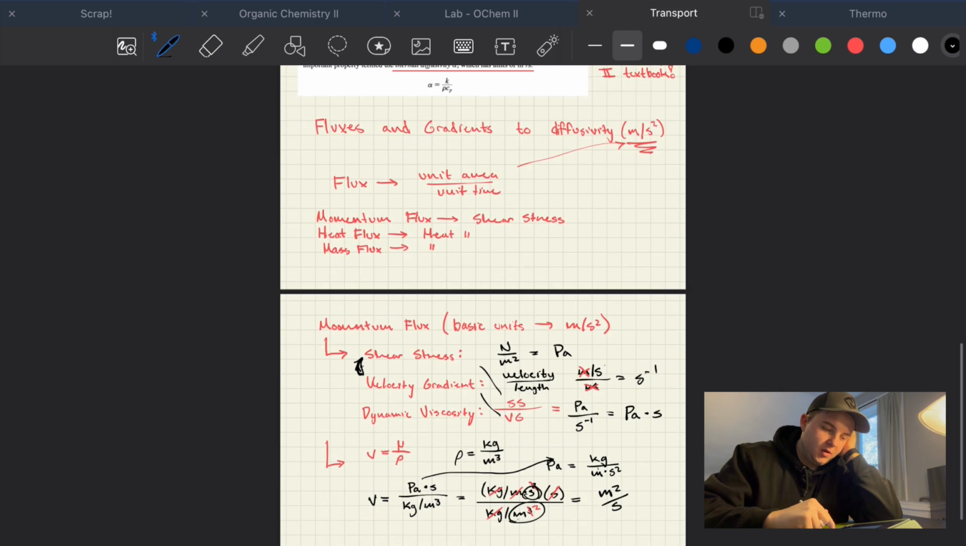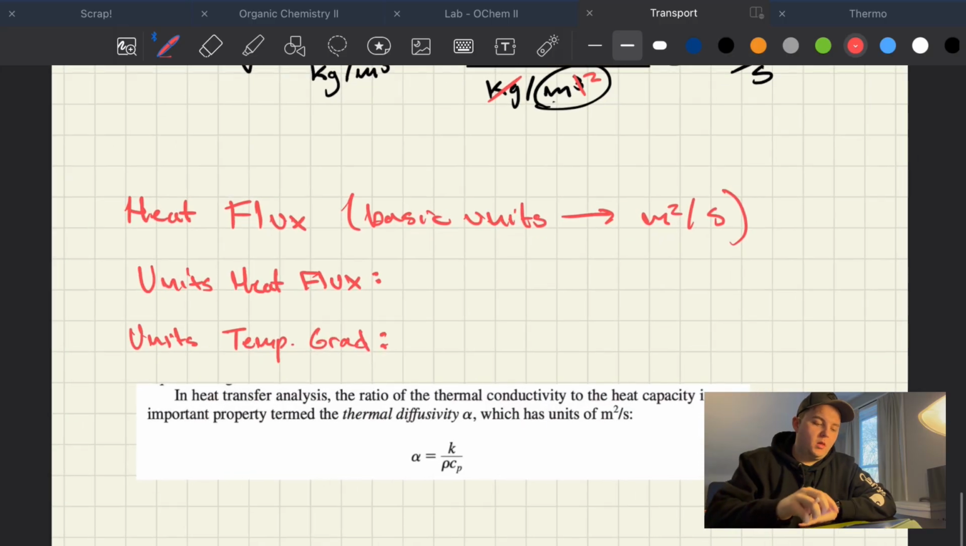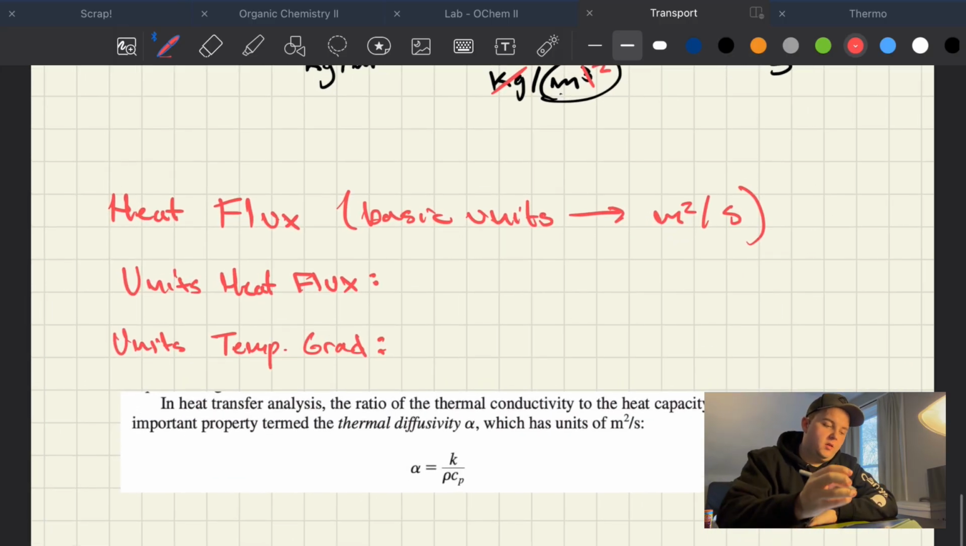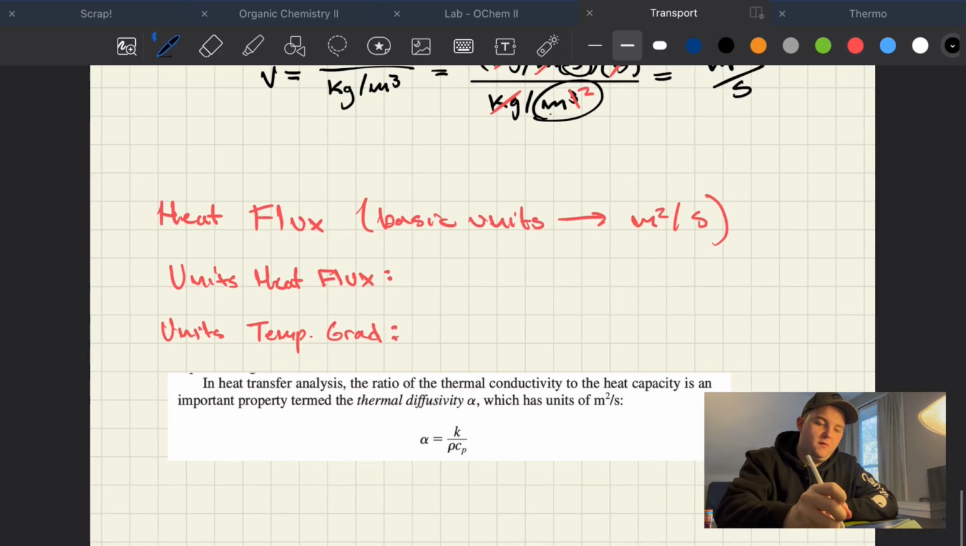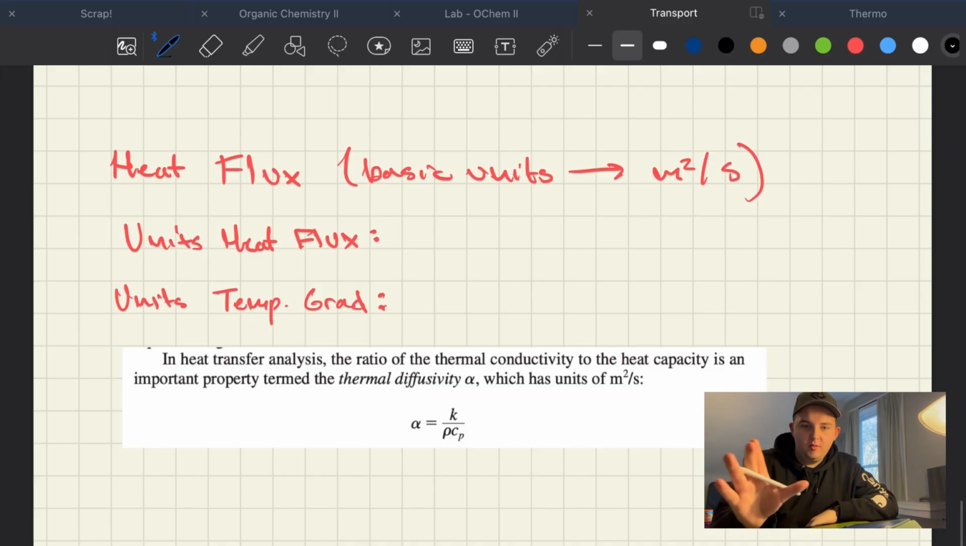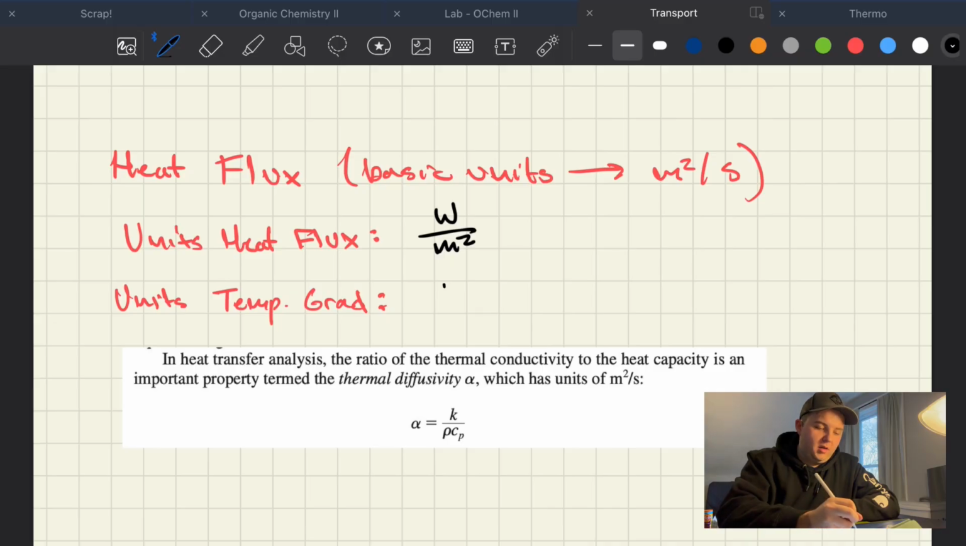So now we're going to move on to heat. Okay, I've got our setup here for the second one. Heat flux, going to meters squared per second to show that they are equal in diffusivity. Our units for heat flux are going to be watts per meter squared, and our units for temperature gradient are going to be Kelvin over meter, I believe.